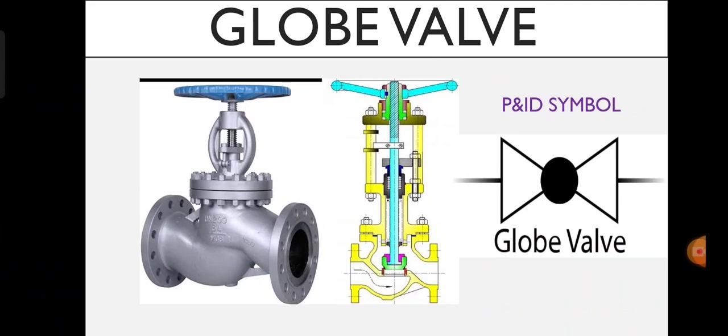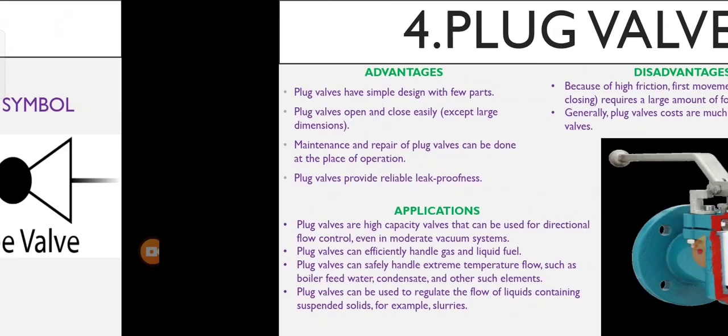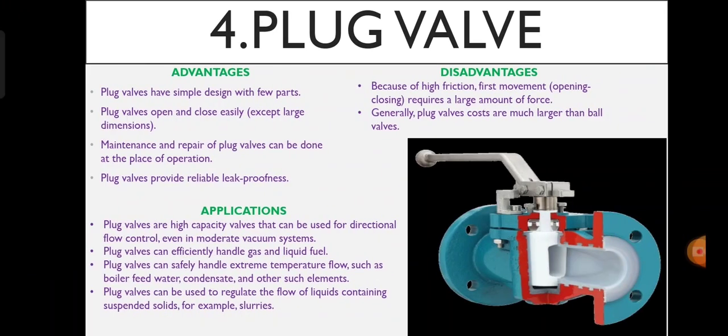So here you can see the P&ID symbol of the globe valve and the design of the globe valve. You can identify the valve by just seeing it. Which type of valve is this?